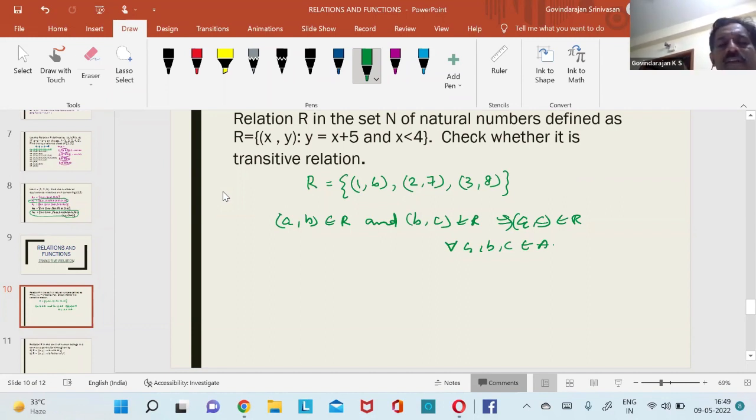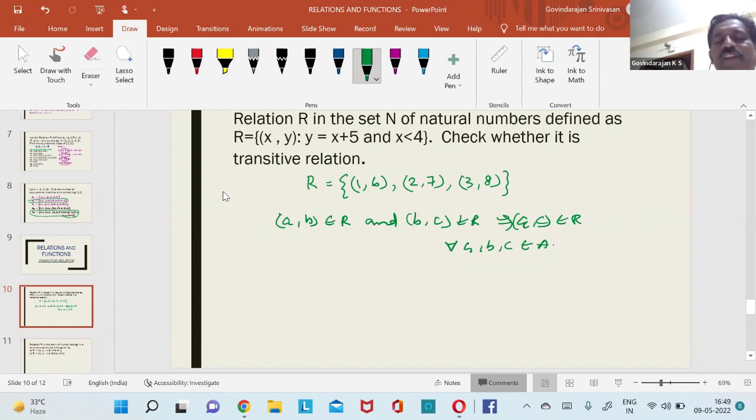Now, if A comma B belongs to R, that is 1, 6 belongs to R, when can you say it is not transitive? If A comma B belongs to R and B comma C belongs to R implies A comma C does not belong to R. Very good. So when A comma C does not belong to R, then it is not transitive. Okay, that is very clear. That is the definition of transitivity.